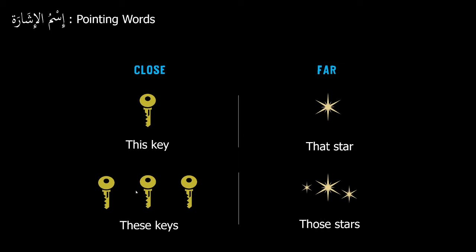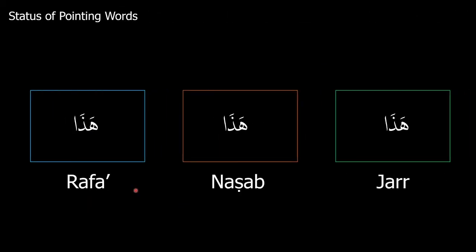Let's move on. Now you should know that most pointing words are stuck, meaning they look the same regardless of their state. So for example, we have hadha in rafa, hadha in nasab, and hadha in jar. They look exactly the same.